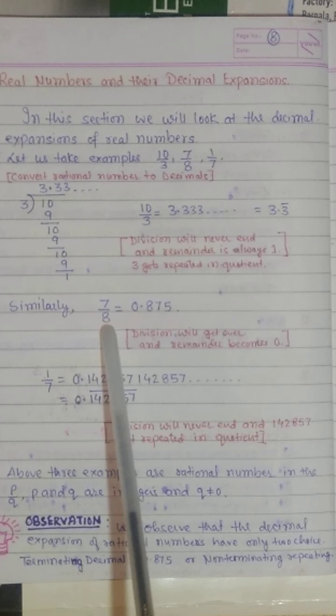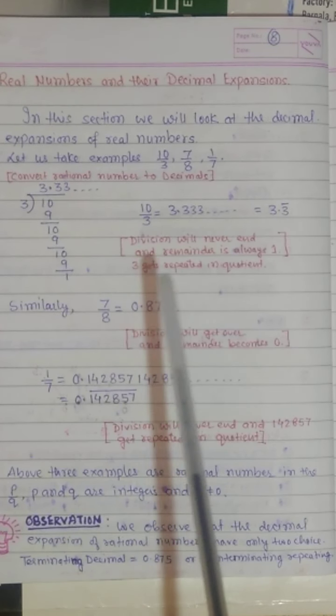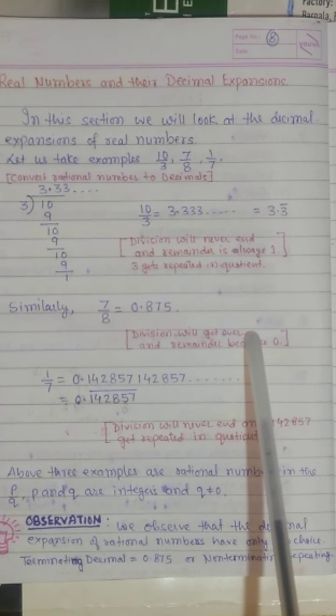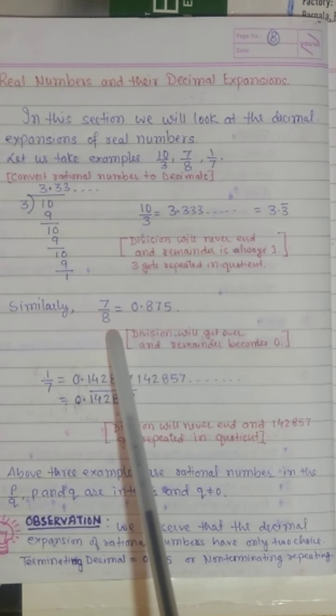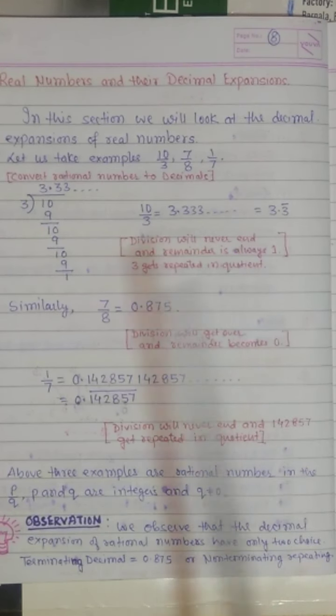Similarly, if we convert 7 by 8 into decimal, we get 0.875. Here the division will get over. If we divide 7 by 8, the division ends in the third step after the decimal and the remainder becomes 0.